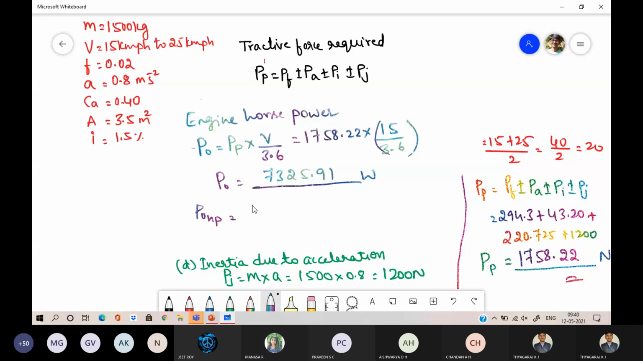P naught is 7325.91 divided by 735, which will be in terms of HP. How much HP are you going to get? You will get around 9.96, approximately equal to 10 HP. Is it correct? Are you going to get 10 HP? Yes, sir. Okay.